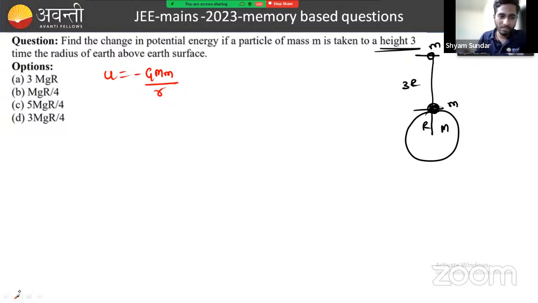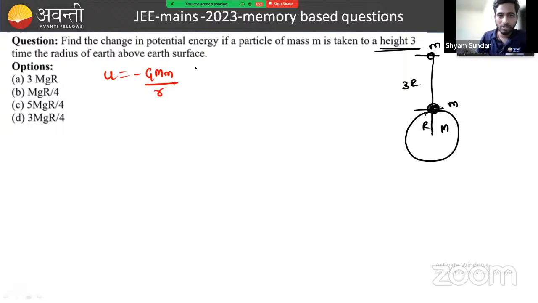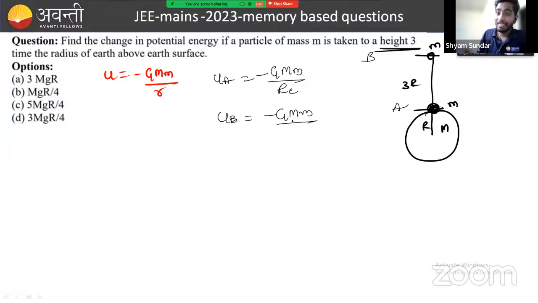Okay, solve this one. I will give 2 to 3 hints. Look at here. Potential energy on the surface, I will call this point A, and this is point B, is equal to minus GMm divided by the radius of Earth. Potential energy at B is equal to minus GMm divided by, now it will become 4 times the RE.